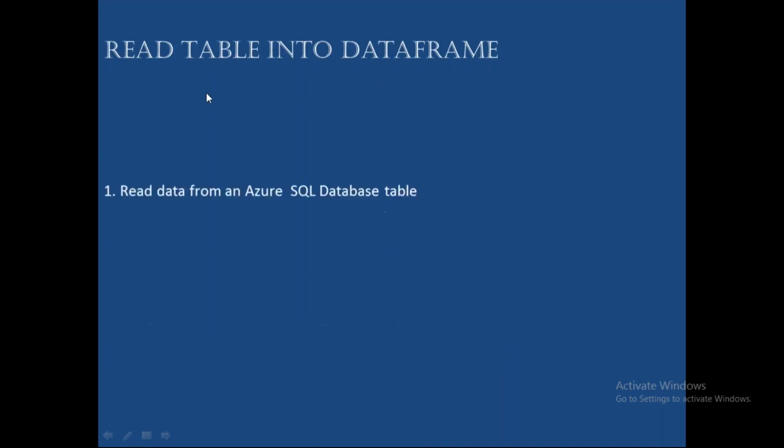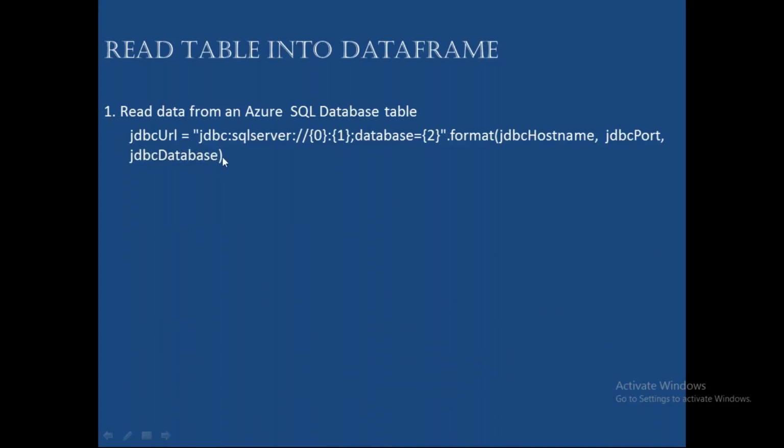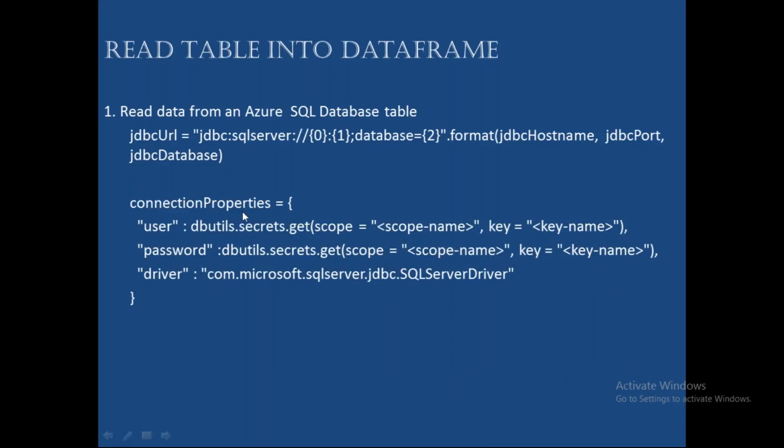Next, read table into data frame. How to read a SQL database table into a data frame is, see, first you need to get the JDBC URL. Okay, so I will tell you how to get the JDBC URL. Then you need to form something called a dictionary. This is a dictionary. I don't know how many of you remember. Connection properties colon. This is, see, key value. So user equal to username, you need to get it from the Key Vault. Password equal to password, you need to get it from the Key Vault. Driver information, this is fixed. To connect to the SQL database, this is the driver you need to use. This driver will have all the internal code which is required to connect to the SQL database from Databricks. So you need to use this driver.